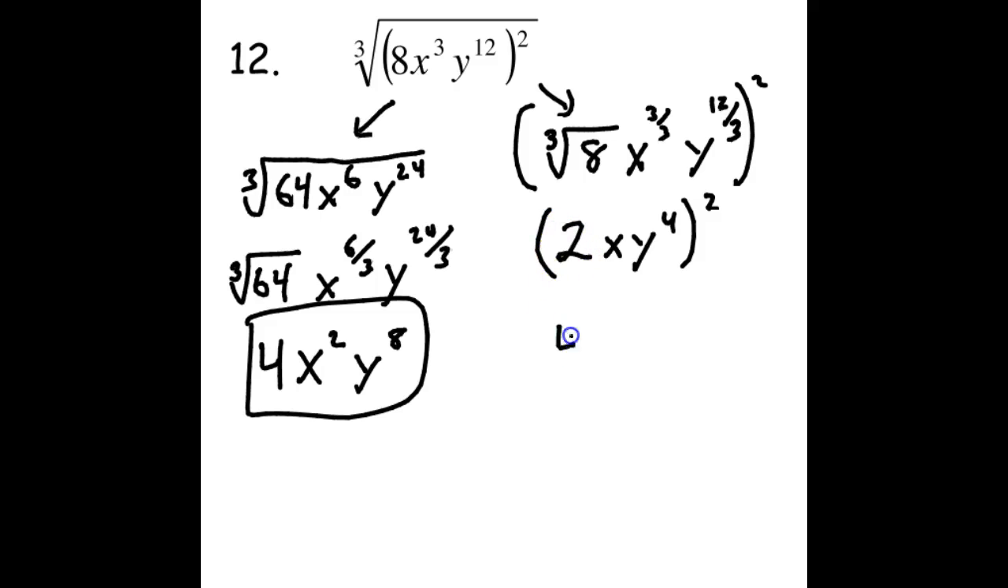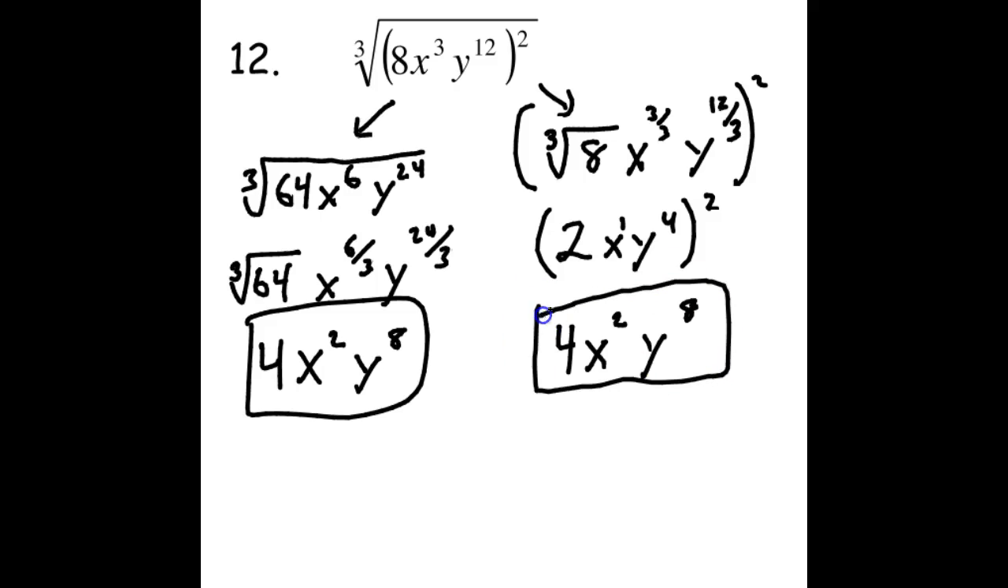2 times 2 is 4. 1 times 2 is 2, x to the second. And 4 times 2 is 8. So you can see you get the same answer either way. So you'll notice there are many ways of doing these problems. You can do either way. You don't have to do both, just one or the other.